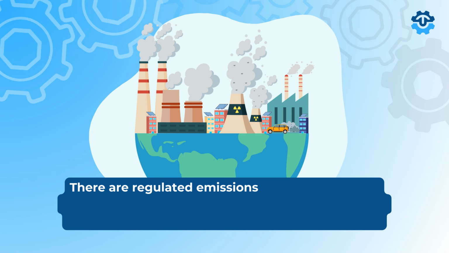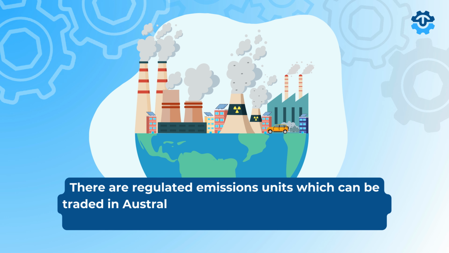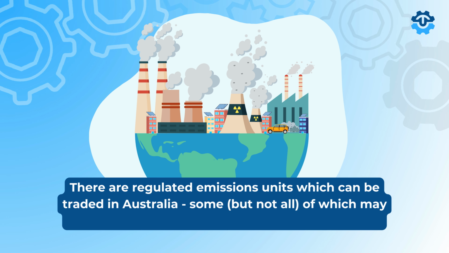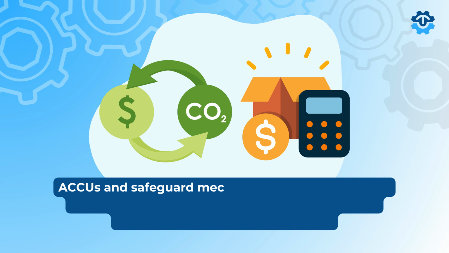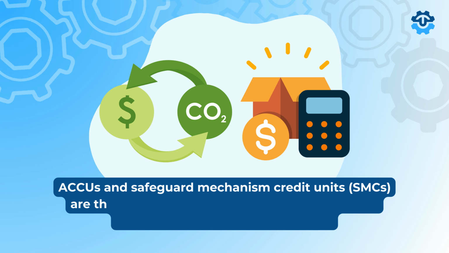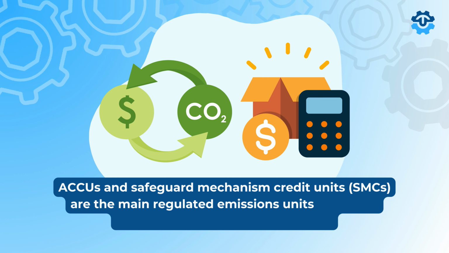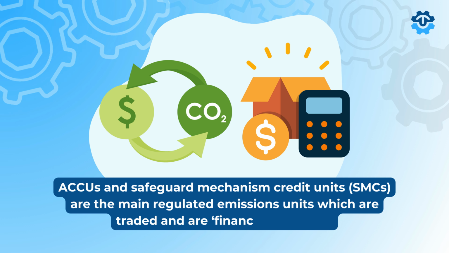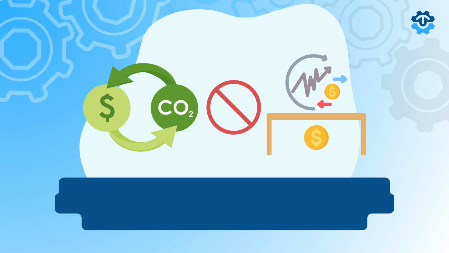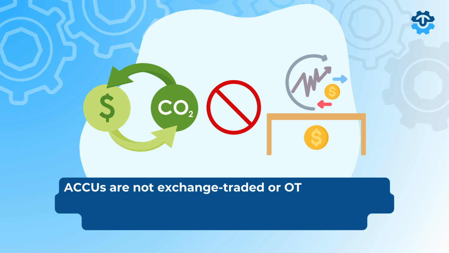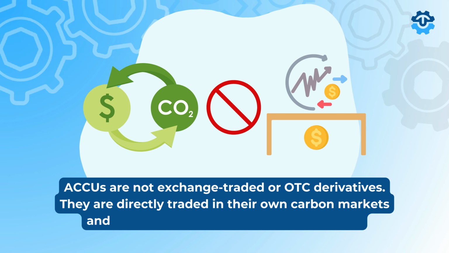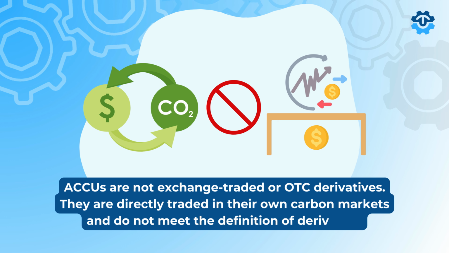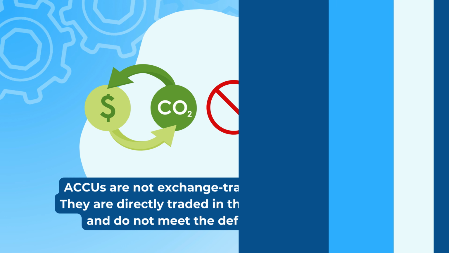There are regulated emissions units which can be traded in Australia, some, but not all, of which may be financial products under the Corporations Act. ACCUs and Safeguard Mechanism Credit Units, SMCs, are the main regulated emissions units which are traded and are financial products. ACCUs are not exchange-traded or OTC derivatives. They are directly traded in their own carbon markets and do not meet the definition of derivative.